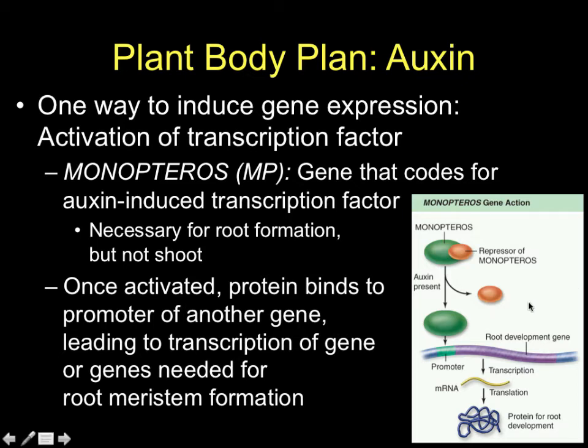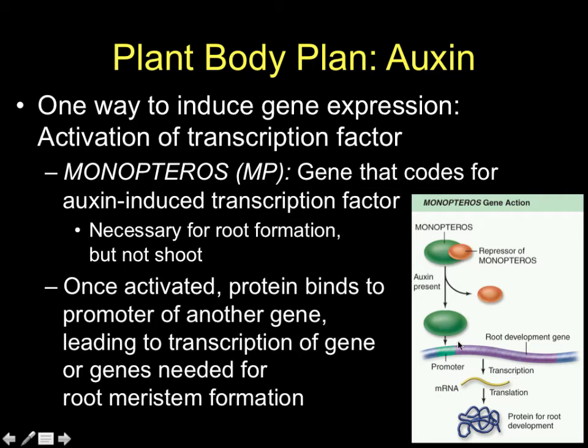Okay, so we've got this protein, Monopteros. This green protein is produced by the Monopteros gene. But normally it comes set up with this little orange molecule here called a repressor. The only way to get this repressor off is to have auxin, which is a plant hormone. It's produced elsewhere in the plant. Auxin will allow this blocker to come off and allow the Monopteros protein to do its job as a transcription factor at the promoter. Once this green oval binds to the promoter, then we can go ahead and have transcription of the root development gene.